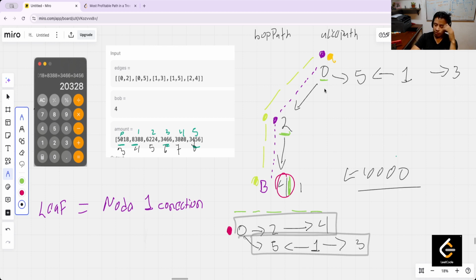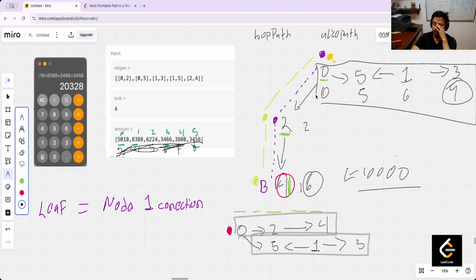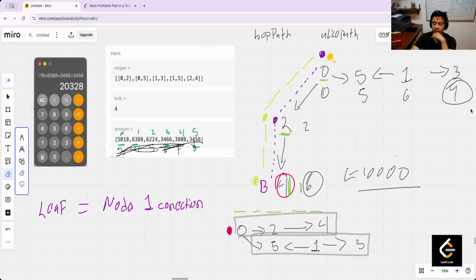No, in this case, the 0, 0, 5, 6. Ignore this. 9. In this case, 0, 2, 6. In this case, I reach the 6 here, and here the 9 is that the profit path is this. Again, this is not counting the above path. But this is the idea. Now, how can I know how can I apply this approach?